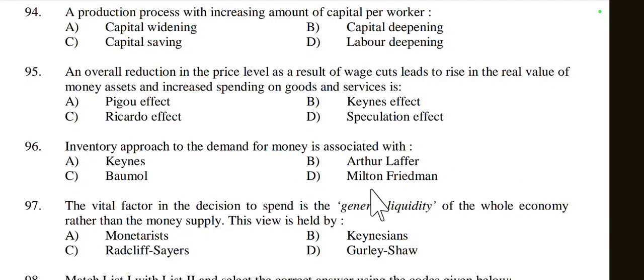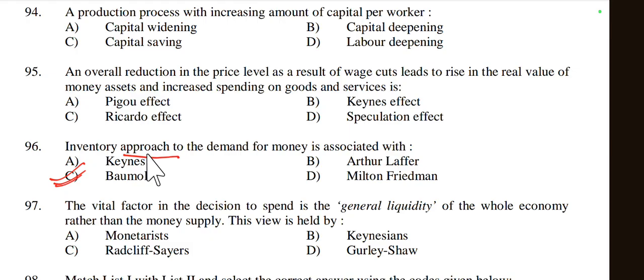So then question number 96: the inventory approach of the demand for money is associated with Keynes, Arthur Laffer, Baumol or Milton Friedman. It is associated with Baumol, the inventory approach given by Baumol, because Baumol developed a model of demand for money that emphasizes the trade-off between holding money and holding interest-bearing assets. So this approach treats money as an inventory that individuals manage, balancing the cost of holding cash against the opportunity cost of not investing in interest-earning assets.